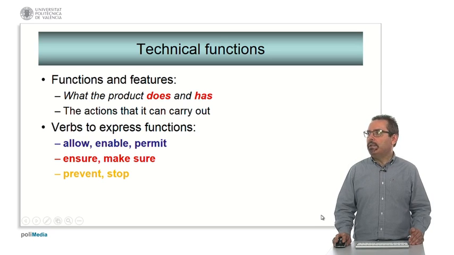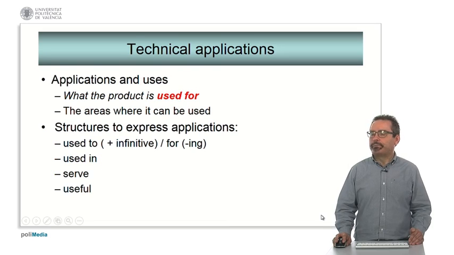The verbs to express functions are normally classified into three families: allow, enable, permit, or ensure, make sure, or the third family, prevent or stop, as we will see in a minute.